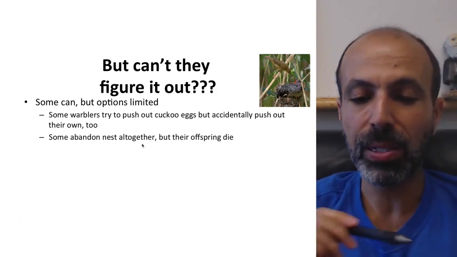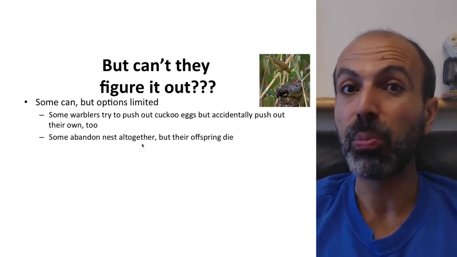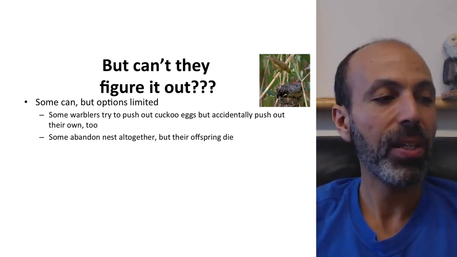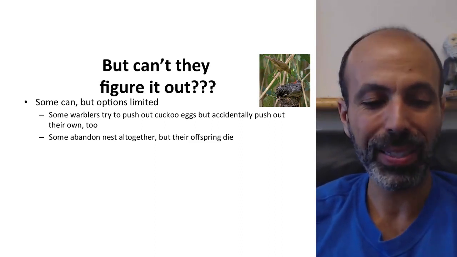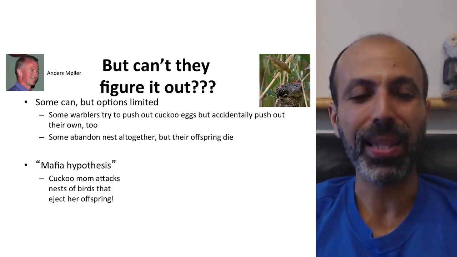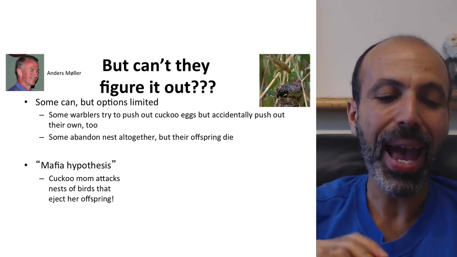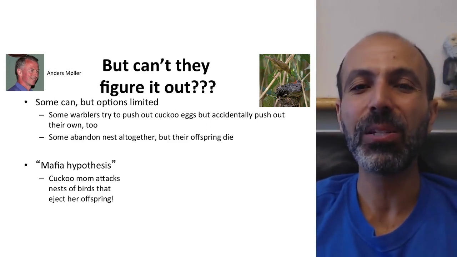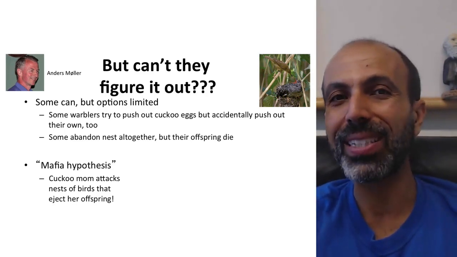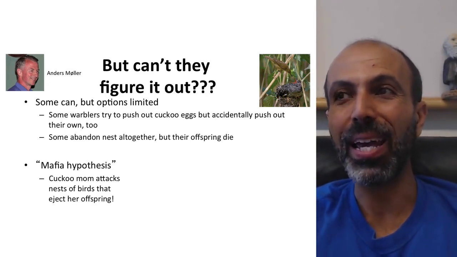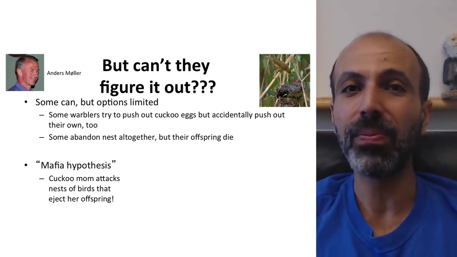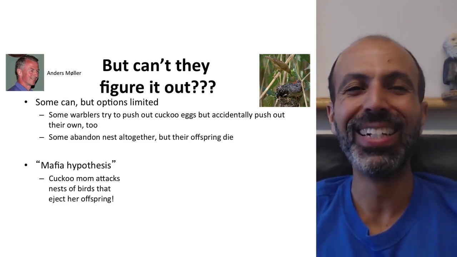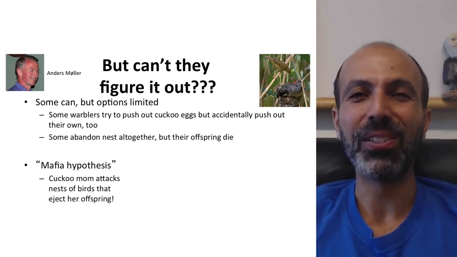Sometimes they'll just abandon the nest altogether, but when they do that, their offspring die too. So that's again at a disadvantage. And there's an added disadvantage. This is a newer hypothesis, and that is the mafia hypothesis, that the cuckoo mom will attack nests of birds that eject her eggs. And again, there's some evidence in support of this. The cuckoo mom is watching off on the side, and if you misbehave, she comes in and she lets your offspring have it. So these poor birds, they're under a lot of pressure.